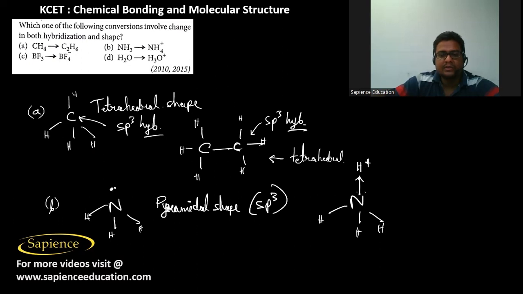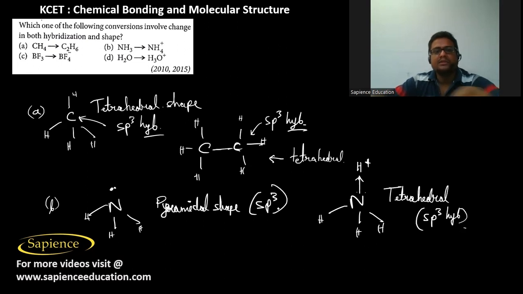Since the lone pair on the nitrogen atom will be shared with the H plus ion, here we will have a tetrahedral shape, and nitrogen also will have sp3 hybridization here. So here the shape has changed, but the hybridization has not changed. And in option A, the hybridization has not changed and the shape has not changed either. So we have to find in which of these the hybridization changes and the shape also changes.